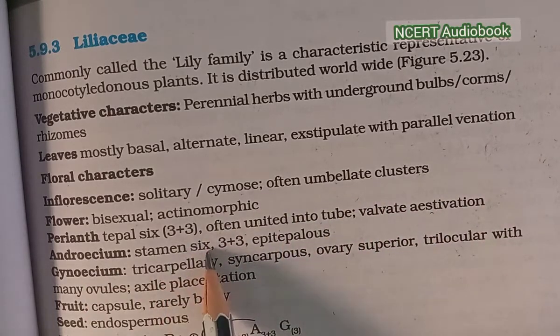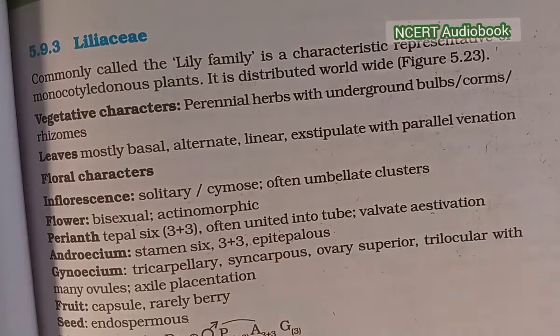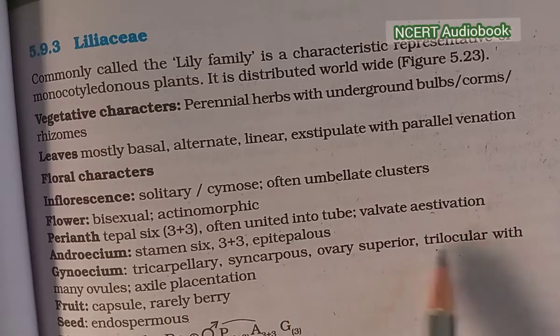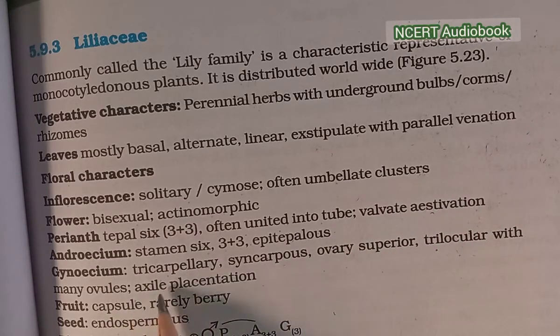Androecium, stamens 6, 3 plus 3, epiphyllous. Gynoecium, tricarpellary, syncarpous, ovary superior, trilocular with many ovules and axile placentation. Fruit capsule type or rarely berry type, and the seeds are endospermous, and the floral formula is like that.